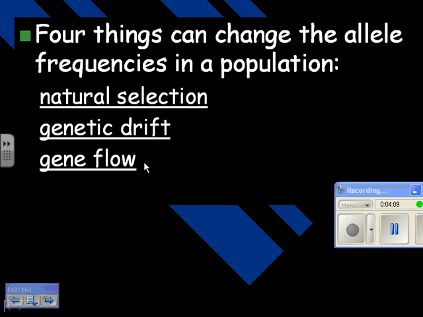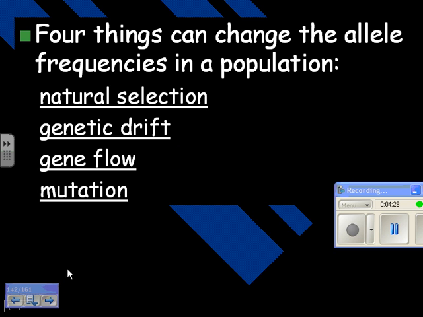Gene flow: this is how often or how likely it is that one population can mate with members of another population. Is there a mountain between them or whatever? So that's gene flow. Gene flow says how often do alleles flow from one population to another? How often is there a mating between the two of them?